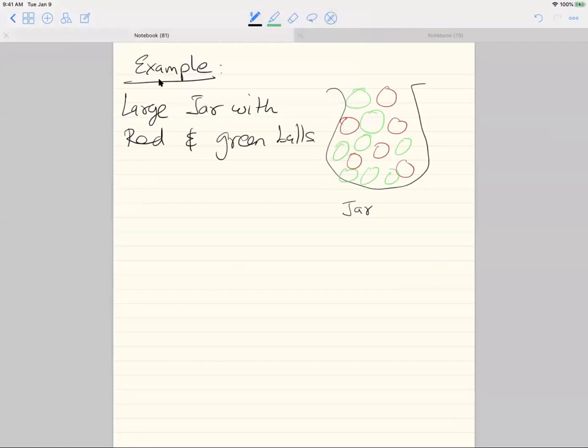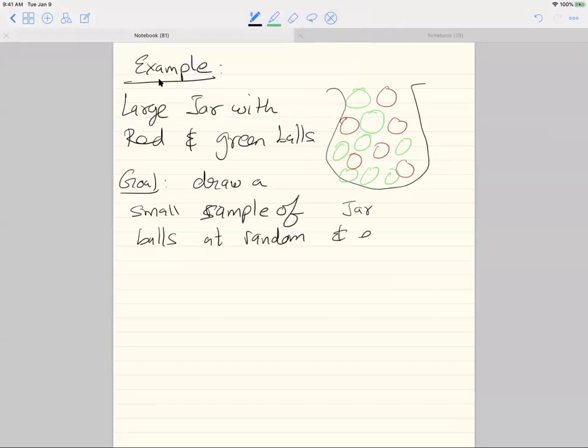And our goal is to draw a small sample of balls at random and estimate the fraction of red balls in the jar. This is what we want to do. We want to draw a small number of balls at random after mixing all the balls in the jar and then estimate the fraction of red balls.